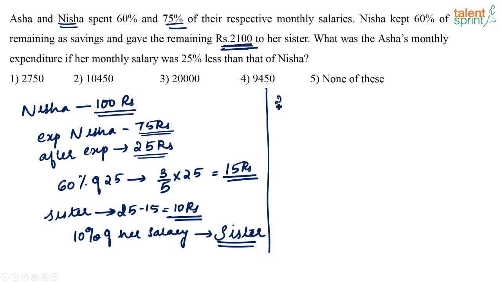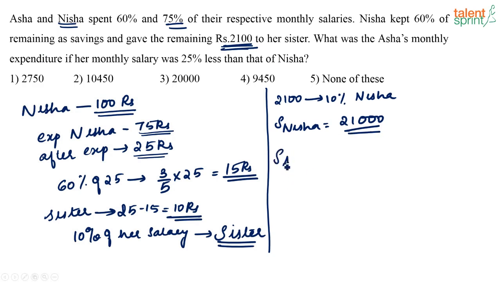So this 2100 represents 10% of the salary of Nisha, right? Or what is the salary of Nisha? Salary of Nisha is equal to 21,000. So if this is the salary of Nisha, then what was Asha's monthly expenditure if her monthly salary was 25% less than Nisha? So now I have found out the salary of Nisha as 21,000.